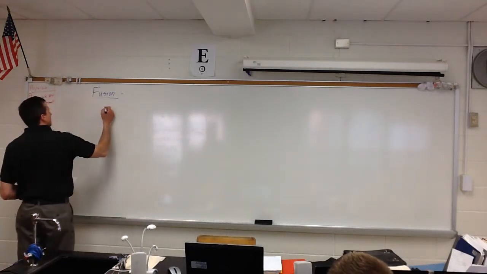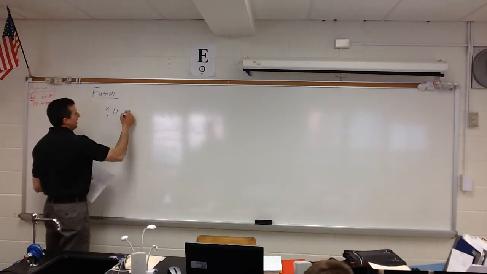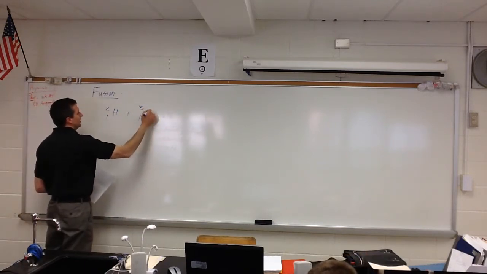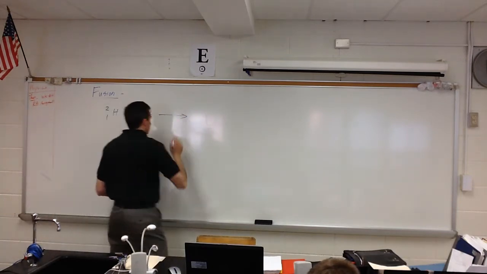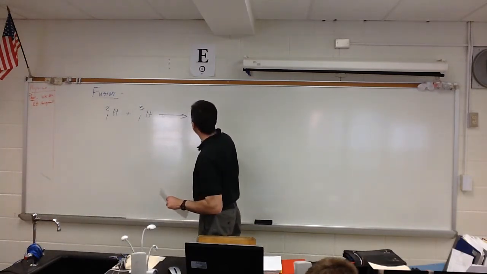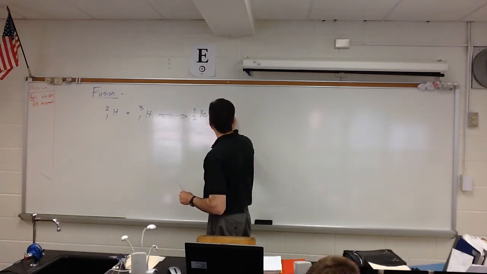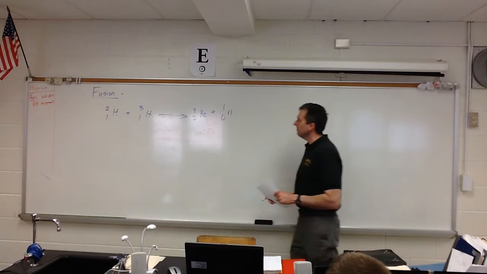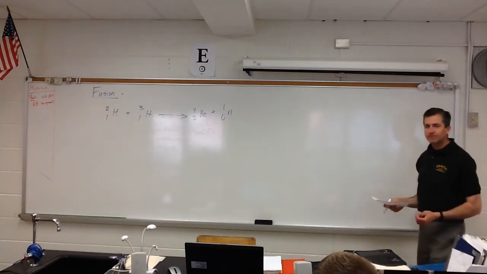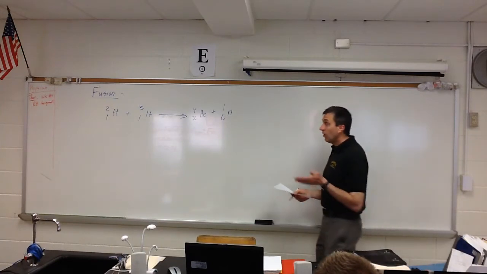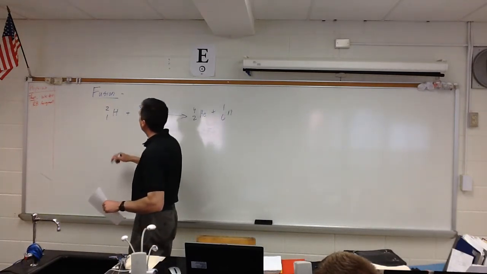If you had 2,1H and 3,1H, the product of those would be a 4,2 helium and a neutron. Now by itself that looks very mundane and simple, but if you know what's happening here, you would realize, in fact, back up before I even say that.